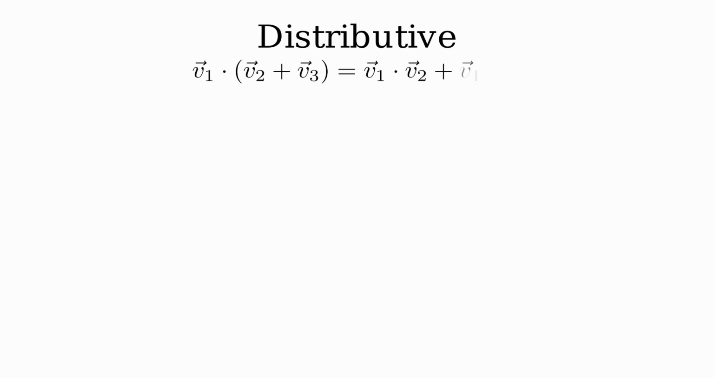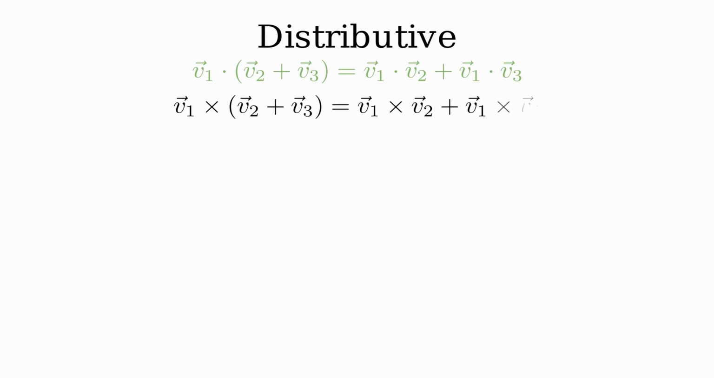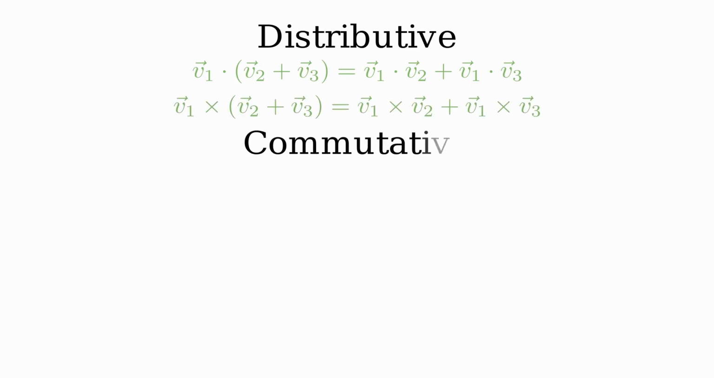Finally, let's go over the properties of these two products. First, both the dot and cross products are distributive. Are they commutative? Well, the order of multiplication does not matter for the dot product, so it is commutative. But the order does matter for the cross product, so it is not. The cross product is anti-commutative, since changing the order of multiplication returns the negative result.